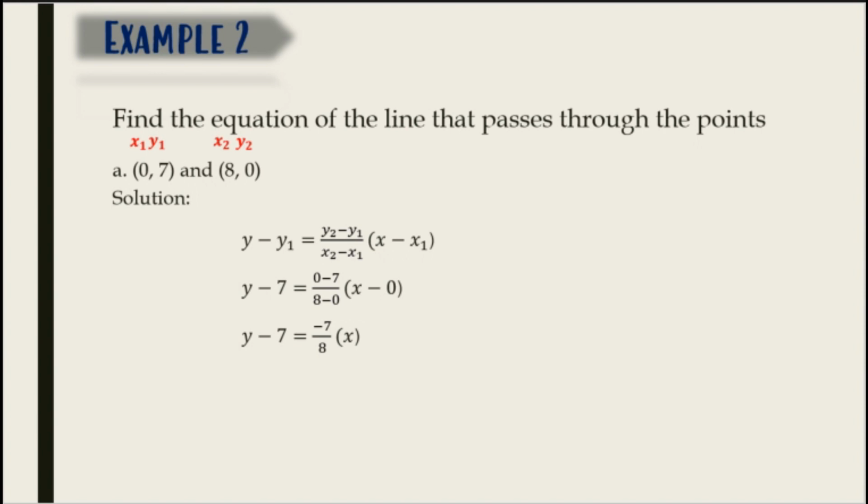Next, multiply both sides by 8. We get 8y minus 56 equals negative 7x. Then, collect terms with variables on one side of the equation. 7x plus 8y equals 56, or rewrite it into the slope-intercept form, y equals negative 7 over 8x plus 7.